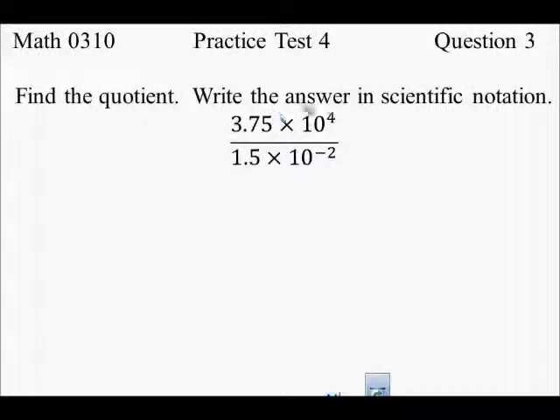Question 3. Find the quotient. Write the answer in scientific notation. So we have 3.75 times 10 to the 4th power divided by 1.5 times 10 to the minus 2.